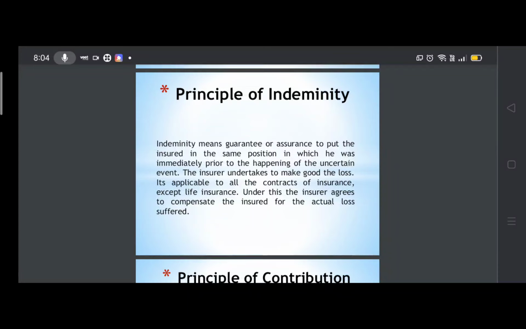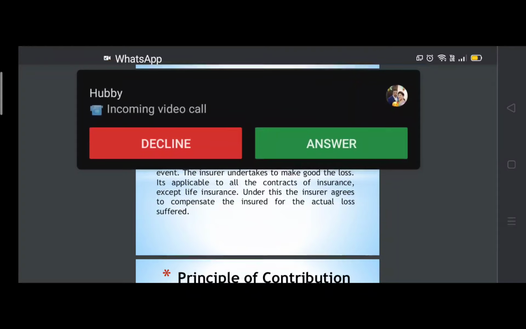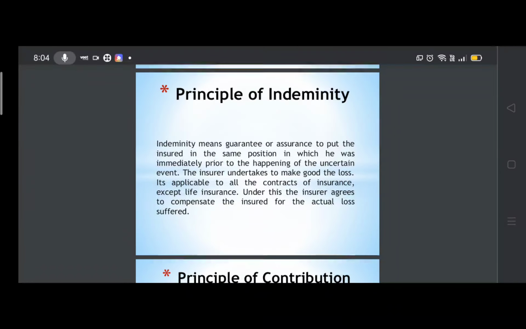Also, this indemnity is only applicable to insurances other than life insurance. Because life insurance cannot be measured, and indemnity can be used only where the insured can measure the loss, by providing the actual loss that has happened. So that is about indemnity.